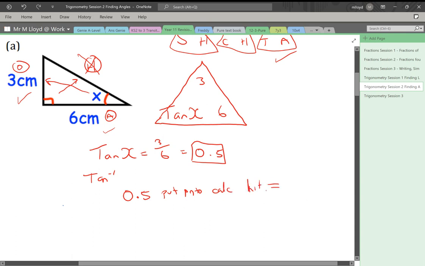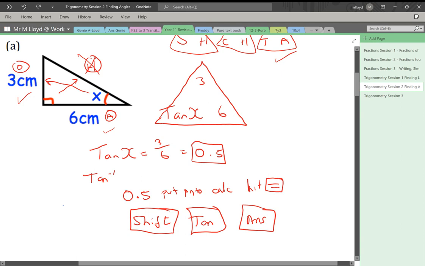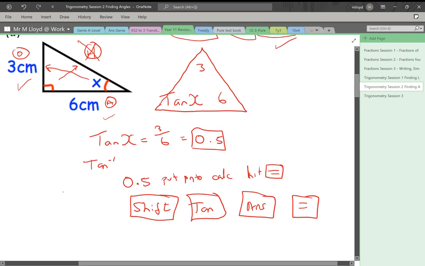Once you've hit equals, and let me do this while I'm talking to you, you're going to do the following things. So you're going to hit shift, tan. When you hit tan, you'll see that the tan minus 1 comes up. Answer, so that your answer goes into the bracket, and then equals. And that will remove the effect that tan is having on x. And x on this one will equal 26.5650, blah, blah, blah. And we'll round that to 3 significant figures, 26.6 degrees. Please remember your units.